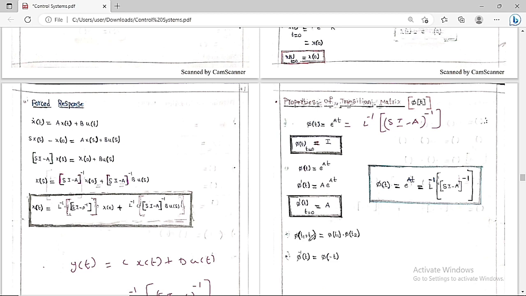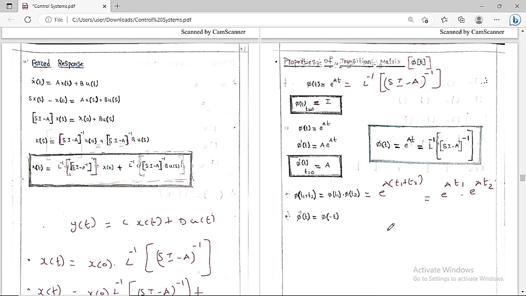Then phi of t1 plus t2. In place of t, substitute t1 plus t2, so we get e to the power of A into (t1 plus t2). We can write e to the power of (m plus n) as e to the power of m into e to the power of n. So e to the power of A t1 into e to the power of A t2. Here e to the power of A t1 is phi of t1 and e to the power of A t2 is phi of t2. Therefore phi of t1 plus t2 is equal to phi of t1 into phi of t2.